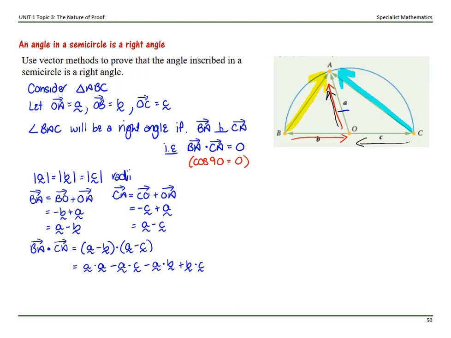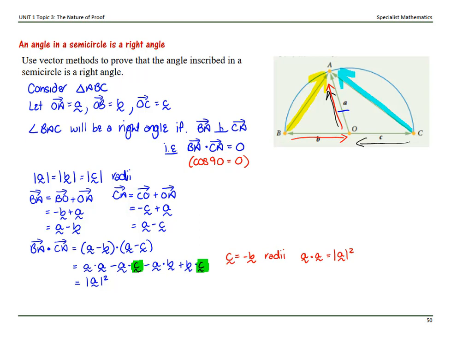Now when you look at that, this vector C is going to be the same as minus B because they're radii of the circle. But they're in opposite directions. Also recall that vector A dot vector A is the magnitude of A all squared. So let's go and replace with the magnitude of A all squared.